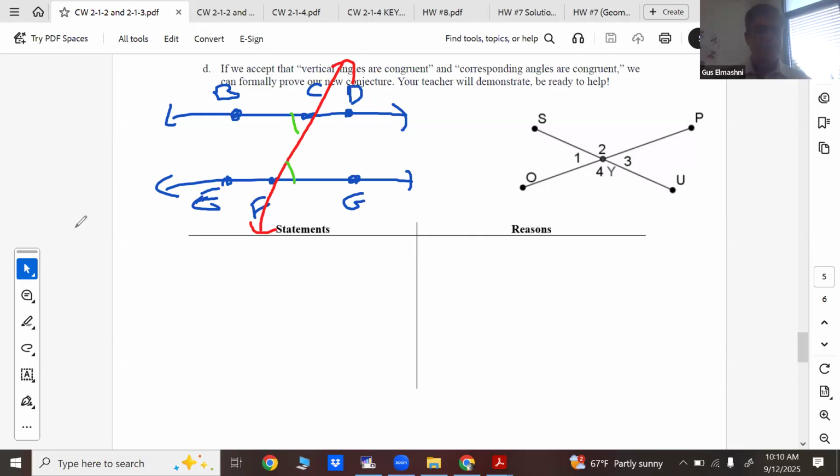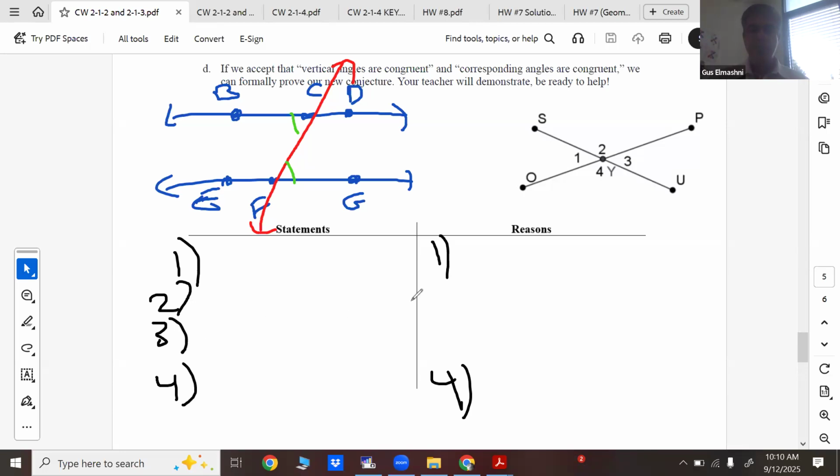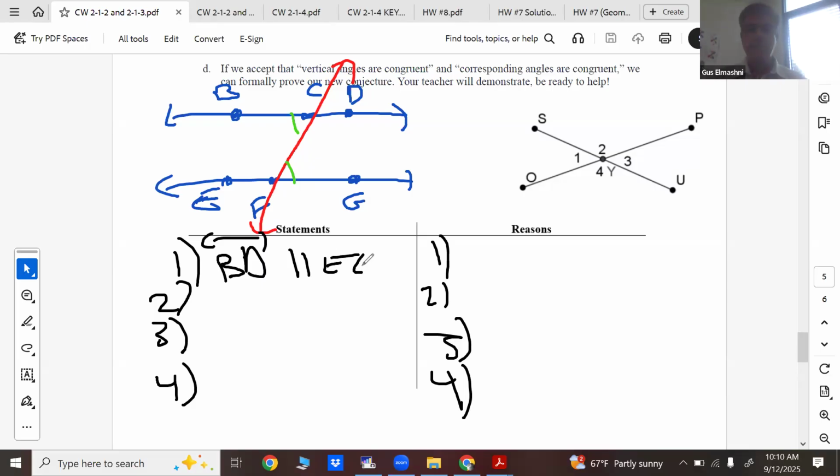So here's how you're going to write this. We're actually doing our first proof. It's pretty neat. There's going to be 4 steps. Sometimes they have more, they have fewer, it just depends. Okay, you always state your given information. So what are we told? What are we given? We're told that BD is parallel to EG. So we write given.